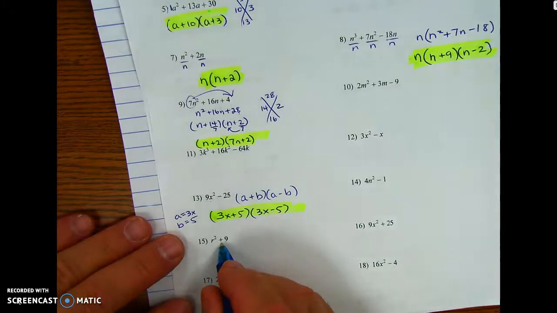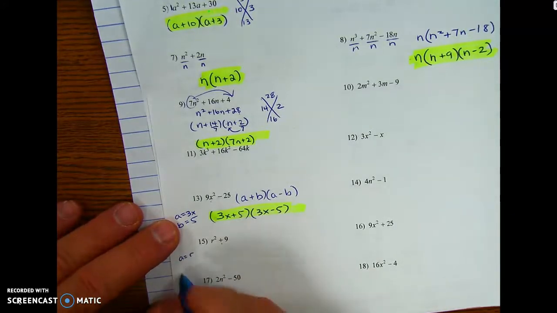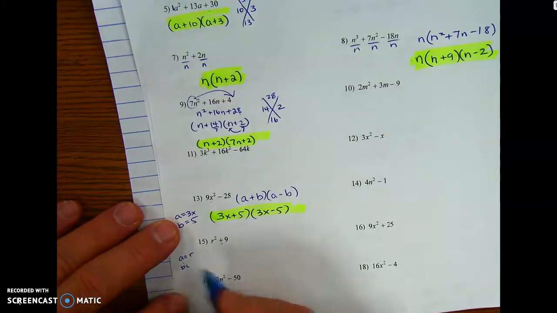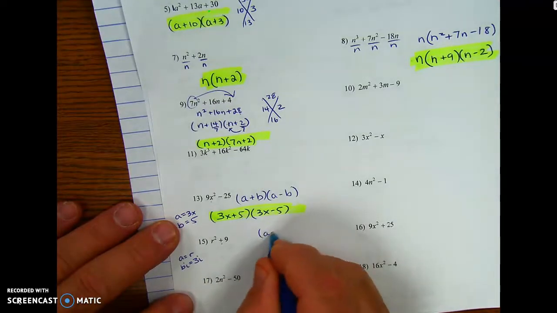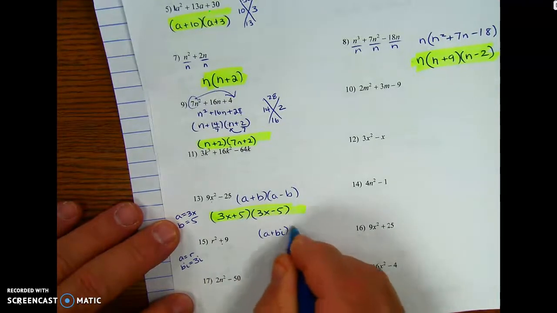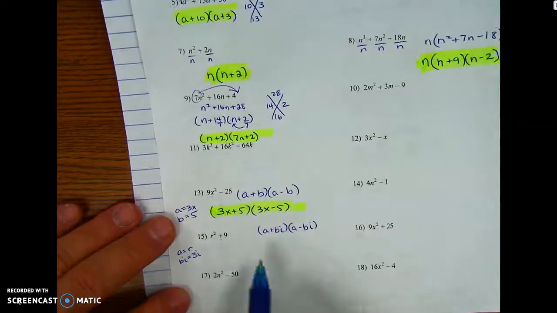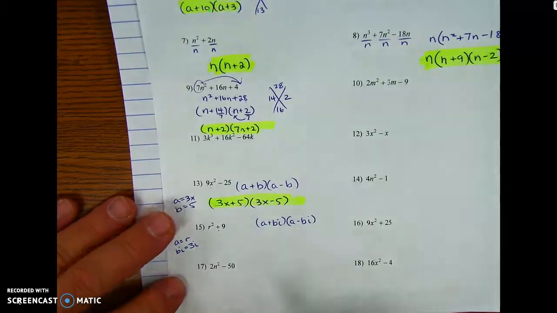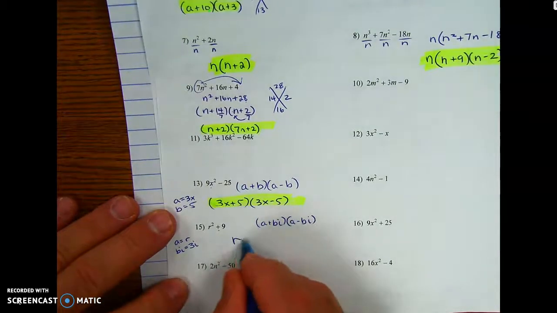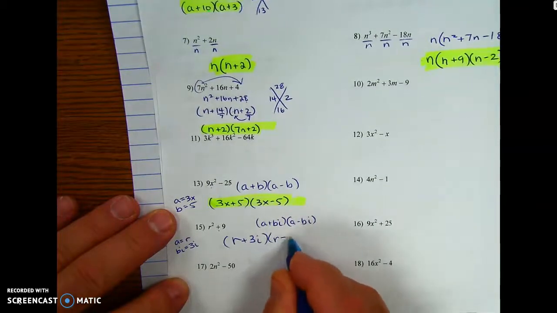Guys, this is a sum of 2 squares. A is r. B is 3i. Remember, the formula is a plus bi times a minus bi. Same thing as number 13, but r plus 3i. My time is up. r minus 3i.